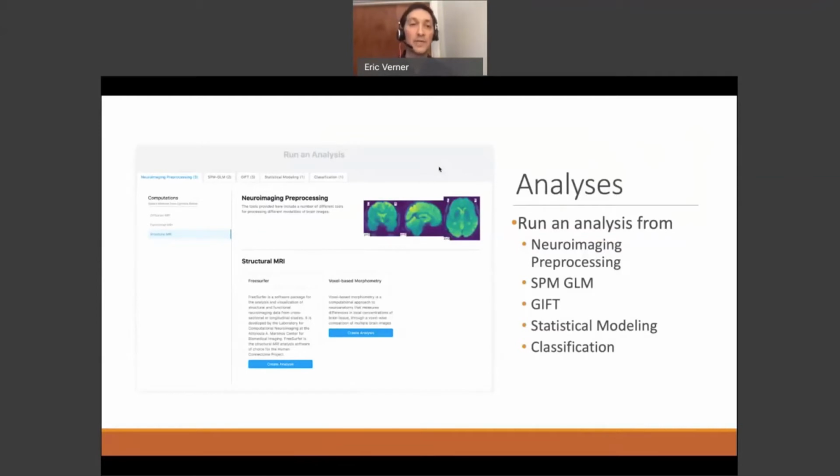Now here's an overview of the analyses that we can run on Brainforge. We can run analyses in neuroimaging pre-processing. We can run linear models using the statistical parametric mapping toolbox. We can run analyses in GIFT, the Group ICA for fMRI toolbox, which is another product of the Calhoun lab. Furthermore, we can do statistical modeling with regression and classification.